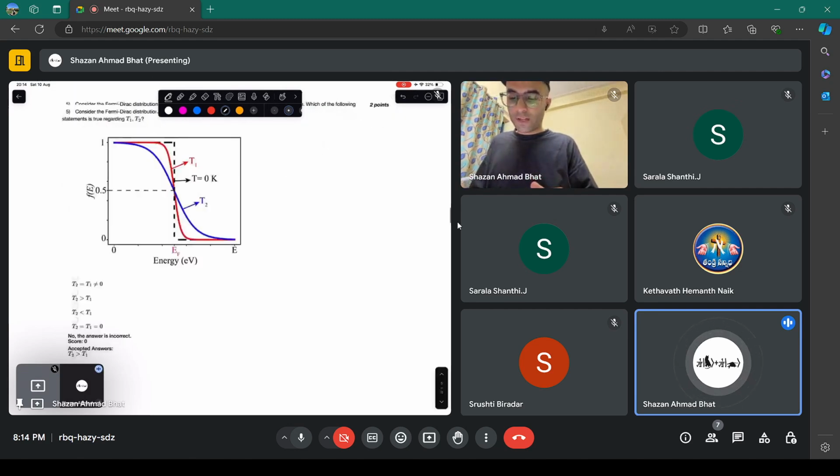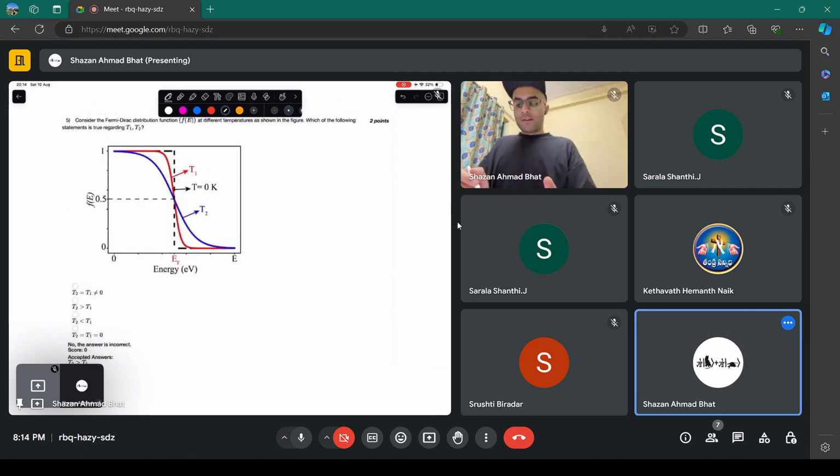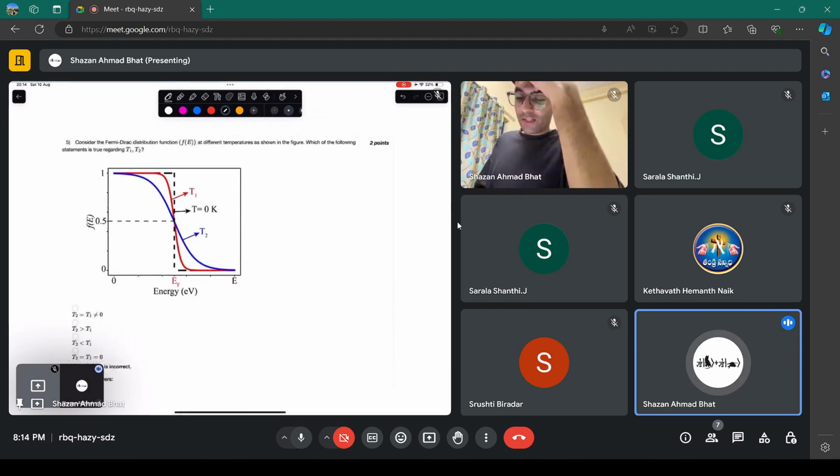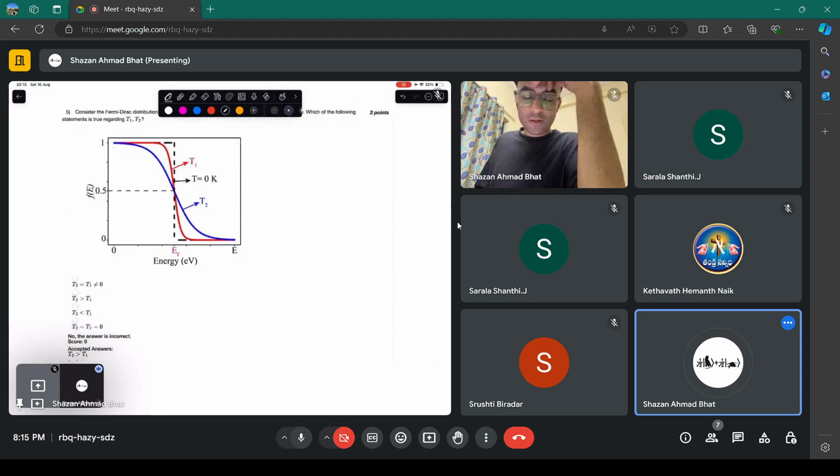Now question number 5. Question number 5 says that if you consider a Fermi-Dirac distribution at different temperatures, which of the following is true about T1 and T2? Now, if you talk about this, this is the Fermi distribution at T equals 0 Kelvin, it's a perfect step.